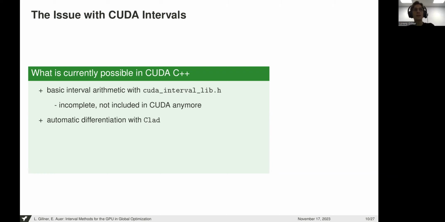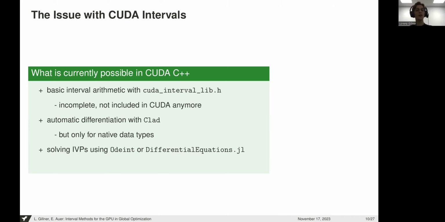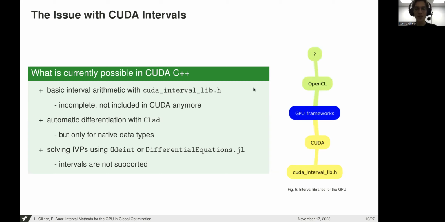When we are working with intervals, we also want to do automatic differentiation in many cases, which is possible on the GPU with a library, for example, called CLAD. Unfortunately, this library can only handle native data types and not intervals. The same goes for, for example, solving initial value problems on the GPU, which is possible, but not with intervals. And so the current interval library landscape for the GPU looks very much like that here on the right.